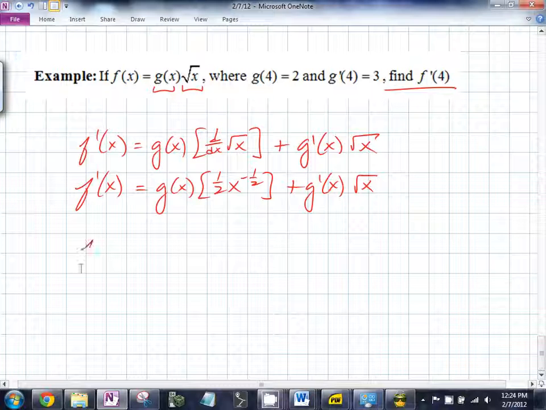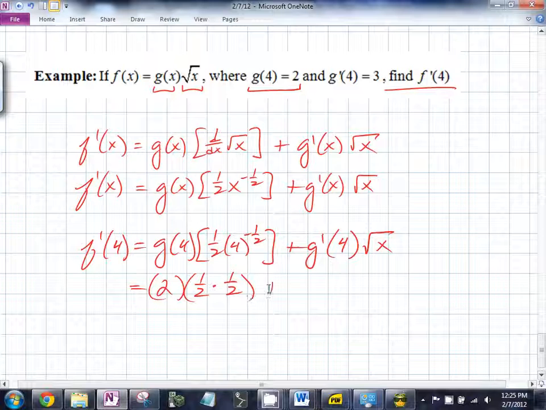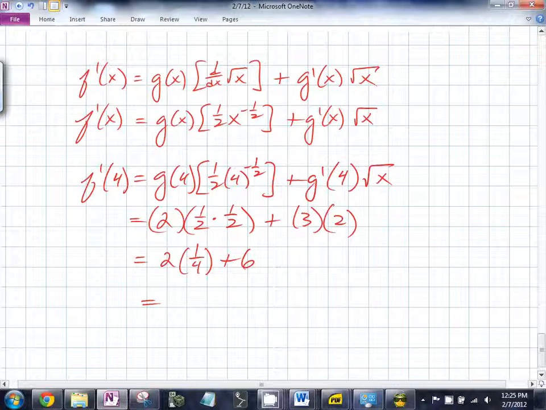4. So we do f prime of 4 and end up with g of 4 times 1/2 4 to the what? Negative 1/2. I'm just plugging it in so we can see this plus g prime of 4 times root x. What's g of 4? 2. So this equals 2 times 1/2. What is 4 to the negative 1/2? It's 1 over the square root of 4, which is 1/2. Plus what's g prime of 4? 3. And what's the square root of 4? So this equals 2 times 1/4 plus 6. So what's the answer going to be? 6.5. 13 over 2. Done. There's an example of how the product rule can be used.